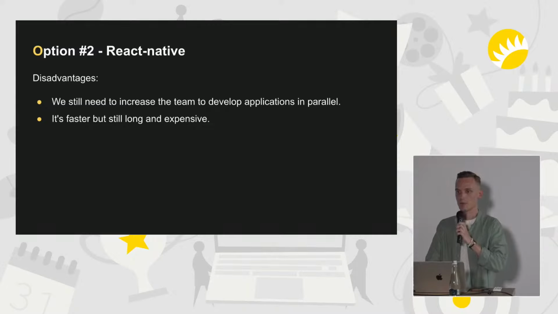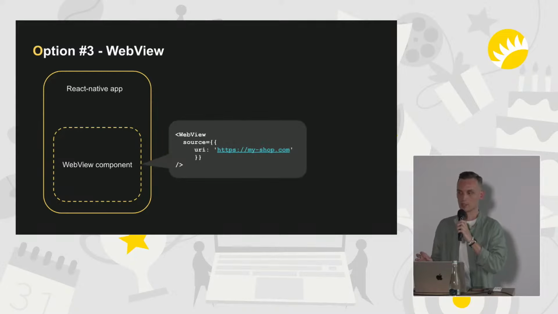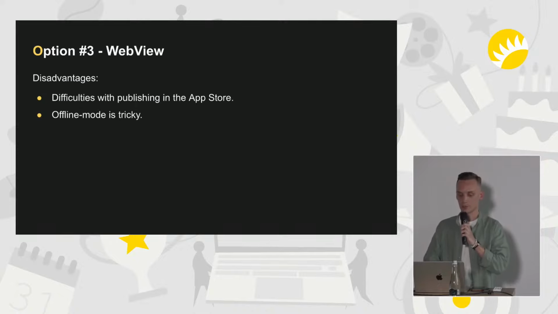The cheapest and fastest option here is a WebView application. WebView is an embedded browser that can be used to show web pages inside your React Native application. It's literally a few lines of code to implement the WebView, and it's very cheap and very fast, but there might be problems with publication in the App Store, because if your application is just a link to open, users have to open this link in the browser, not in the App Store.